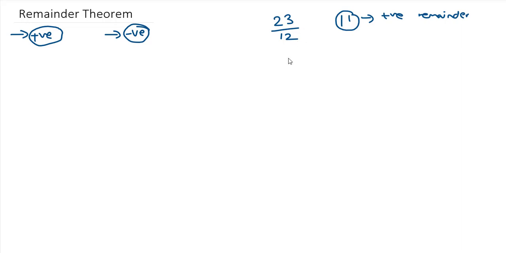Another way to find the remainder: consider 23 divided by 12. As we know, 12 into 2 is 24, but the original number that we are dividing is 1 less than 24. So the remainder in this case will be minus 1. This is called a negative remainder.